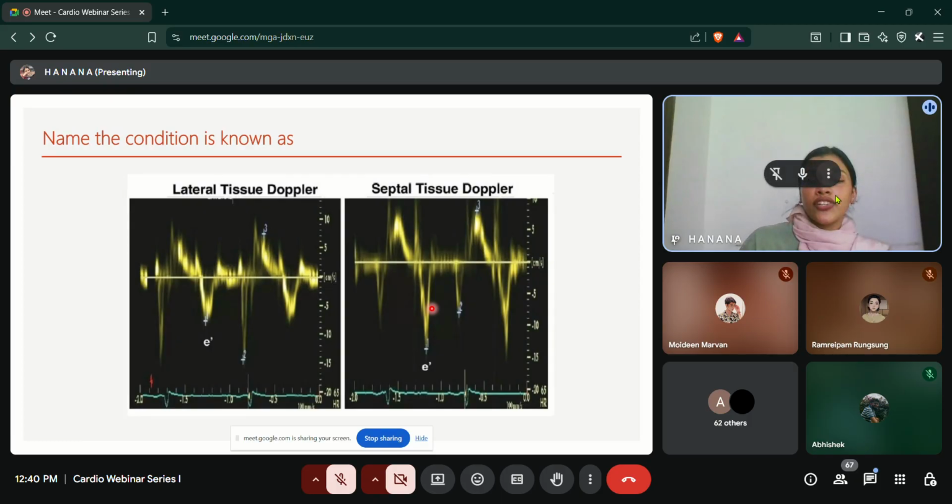So this patient is having a condition called constrictive pericarditis. In constrictive pericarditis, the pericardium gets thickened. I have already told you that the lateral wall is a part of the outside of the heart, and the pericardium is a part of the lateral tissue, the lateral annulus. So if the pericardium is thickened and stiffened, it affects the lateral tissue Doppler, and it will be a very low value. If you are seeing a lateral tissue Doppler much lower than the septal tissue Doppler, this patient may have constrictive pericarditis, and it is also known as annulus paradoxus. The condition is called annulus paradoxus.